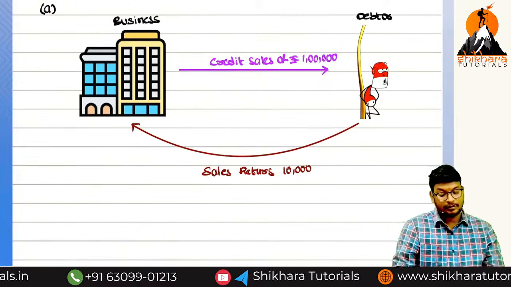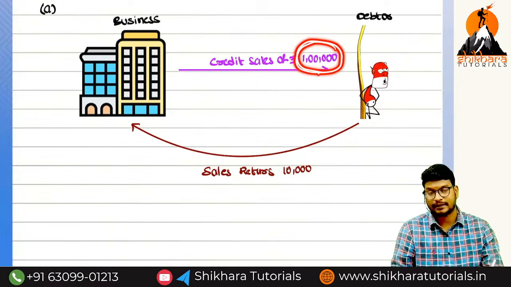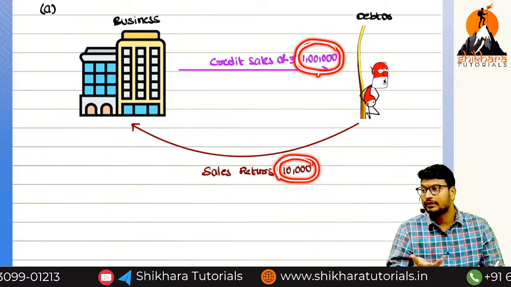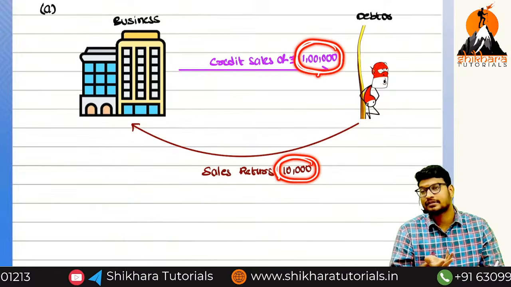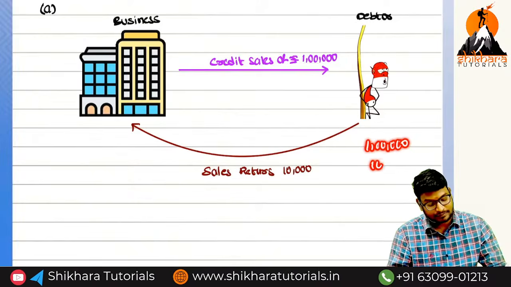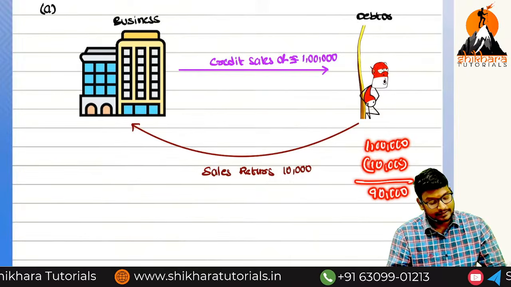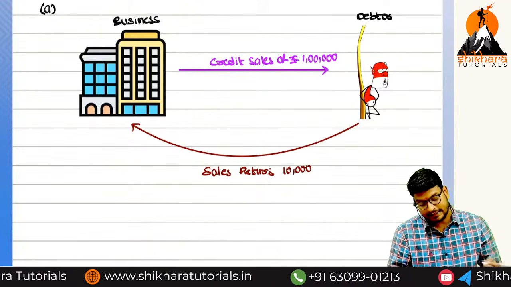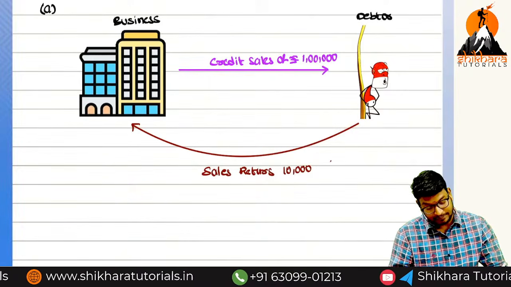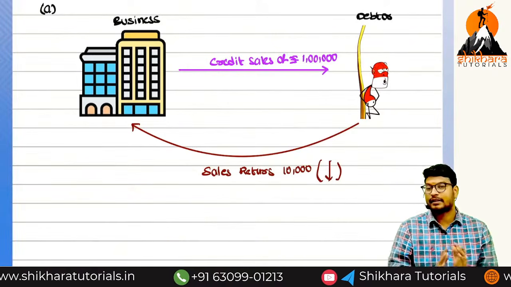Okay, now at the initial state, how much does he need to pay us? 1 lakh. After that he has returned goods worth how much? 10,000. That means he is liable for only how much? 90,000. So 1 lakh minus 10,000. Now the value of the debtor has become how much? 90,000. That means, because of sales returns, whose value will decrease? Debtor value will decrease. Are you getting the point?